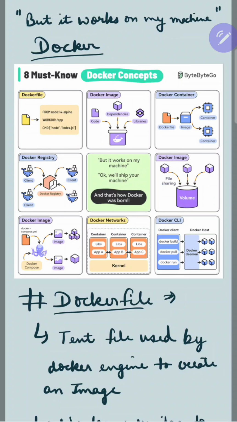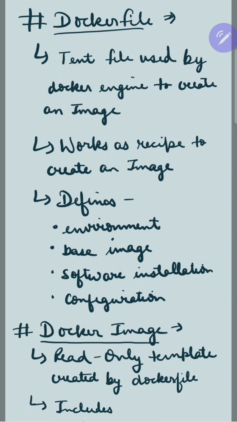It does this using images and containers. So let's dive into it. A Dockerfile. What is a Dockerfile? A Dockerfile is a text file used by Docker Engine to create an image. Think of it like a recipe. So this is like a recipe to create a Docker image. Now it defines the environment, the base image, software installation and configuration steps.